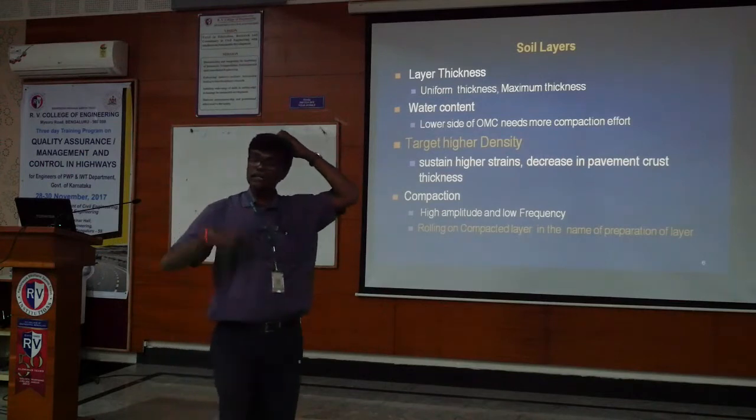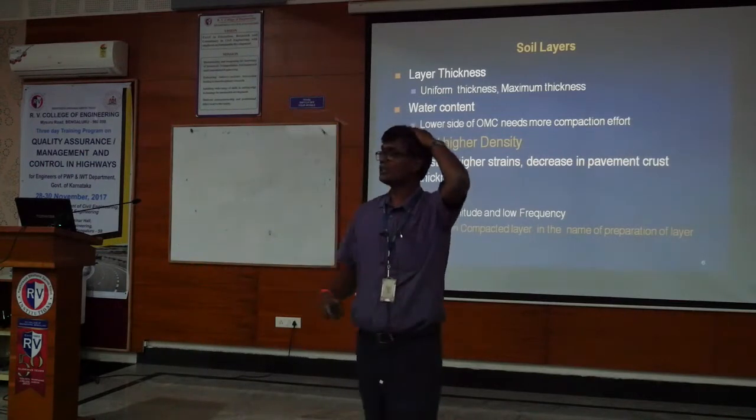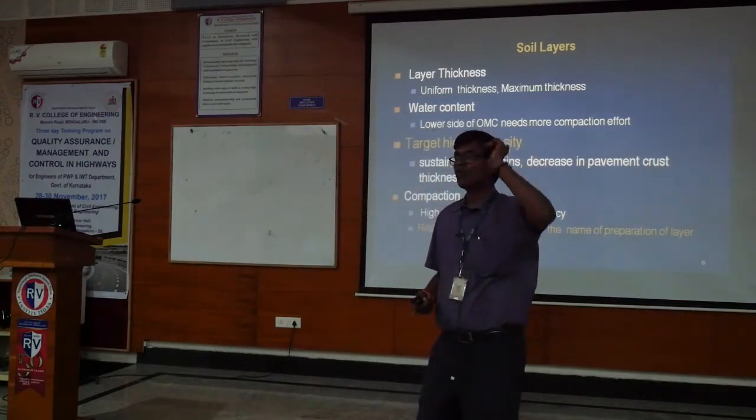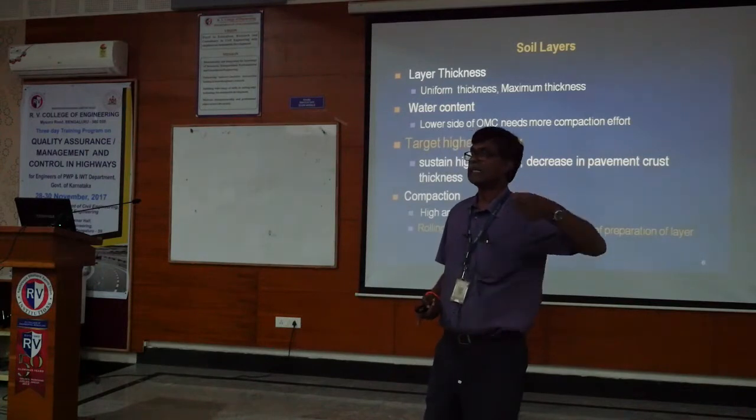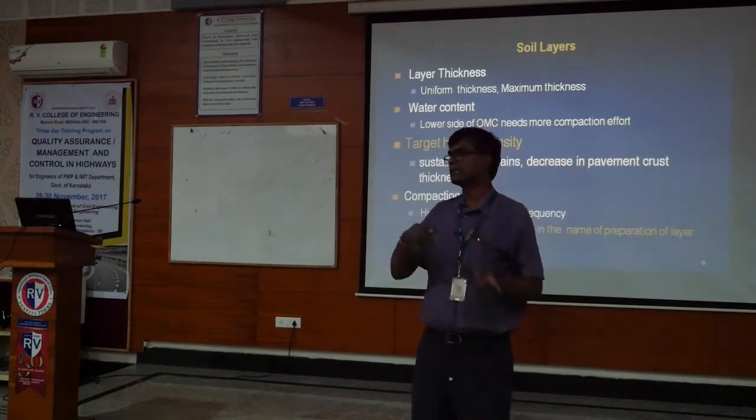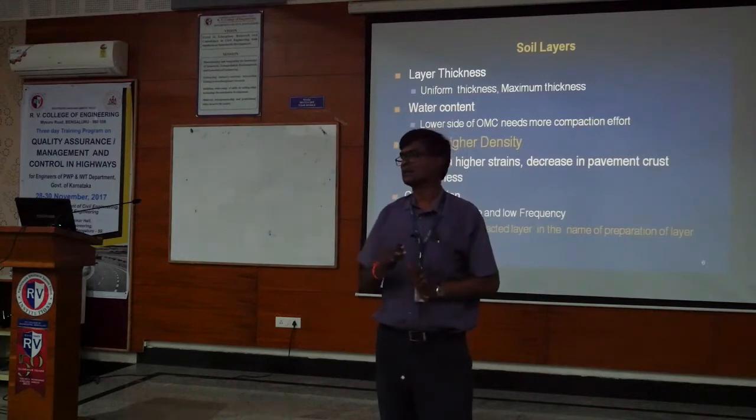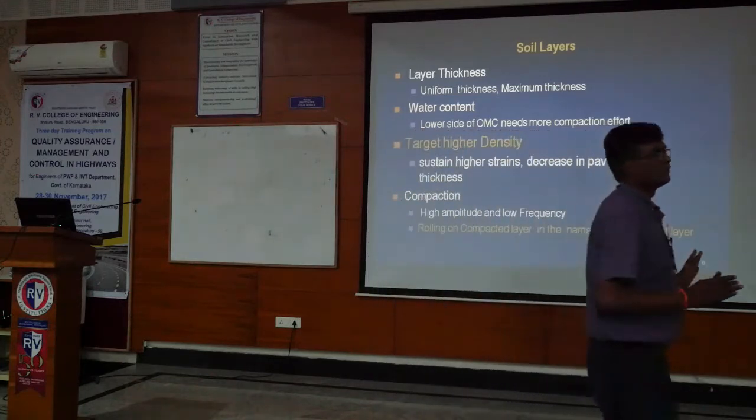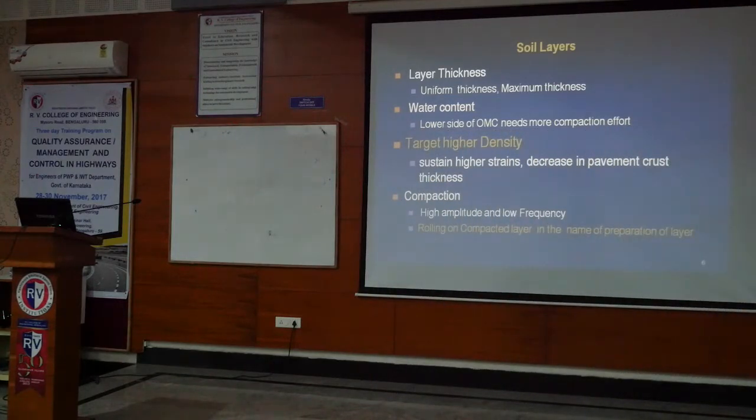Soil is more stable and we get more strength only when it is at its highest density. Strength and density are highly correlated. So it is not 95% or 97%. We should target the highest density possible. The minimum is to be met, that is as per specifications: 95% for embankment, 97% for subgrade.